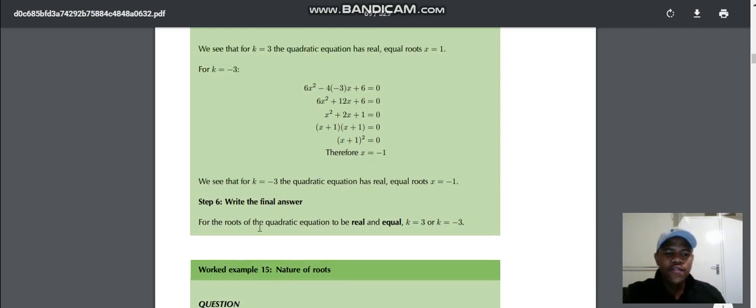Right, so really the final answer is that for the roots of the quadratic equation to be real and equal, we need k to be equal to 3 or k to be equal to negative 3.